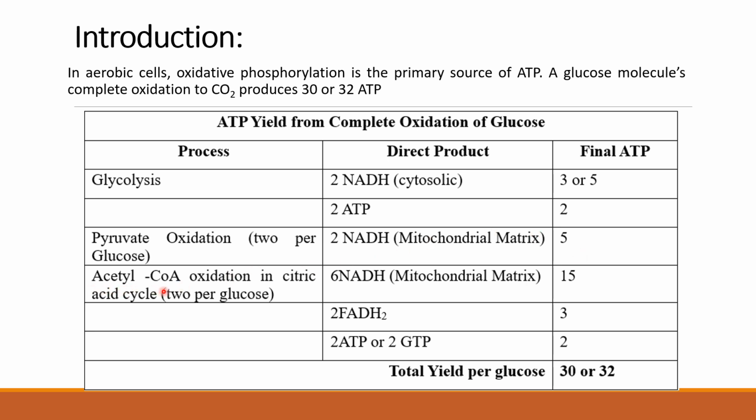Next is acetyl-CoA. So acetyl-CoA oxidation is taking place in the citric acid cycle. From 2 pyruvate which are produced from glucose, we have 2 acetyl-CoA produced per molecule of glucose. As these are getting oxidized, 6 NADH are produced, and this is also taking place in the mitochondrial matrix. From 6 NADH, you get around 15 ATP molecules. Apart from this, you also get in the citric acid cycle 2 FADH2, which will result in 3 ATP molecule formation, and 2 ATP or 2 GTP molecules that will result in 2 ATP. If you sum up all these things, the net ATP yield per glucose molecule would be 30 or 32. This is in aerobic cells.